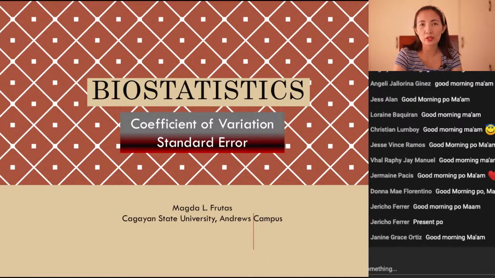This morning, we shall start with coefficient of variation. This is another measure of dispersion. But the previous measures that we have discussed, like standard deviation, variance, mean absolute deviation, range, interquartile deviation, and interquartile range, are absolute measures of dispersion. The coefficient of variation is a relative measure of dispersion or of variation. Now, what is coefficient of variation?